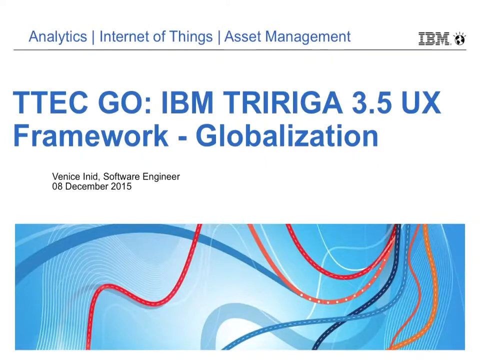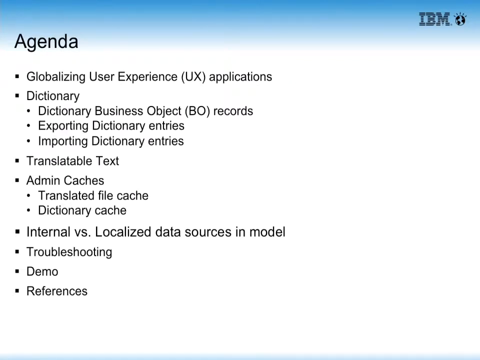Today we will be going through the globalization aspect of the new user experience framework, or UX for short. We will be covering the following topics, such as the new process of globalizing UX applications, the new dictionary storage where the system stores static and translatable text from the UX views. We will also talk about what comprises a translatable text and talk on two new caches available in the administrator console. We will also discuss configurations relating to internal value and localized value in the data source model.